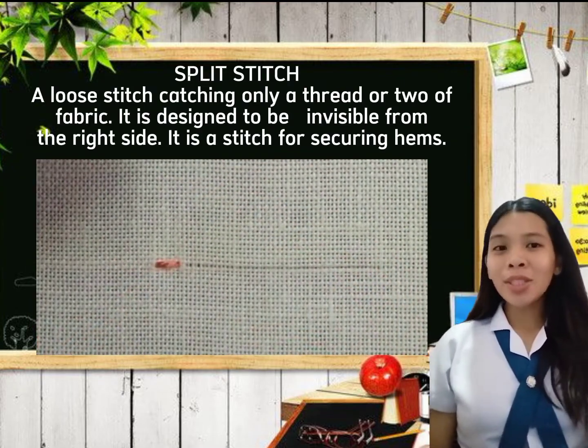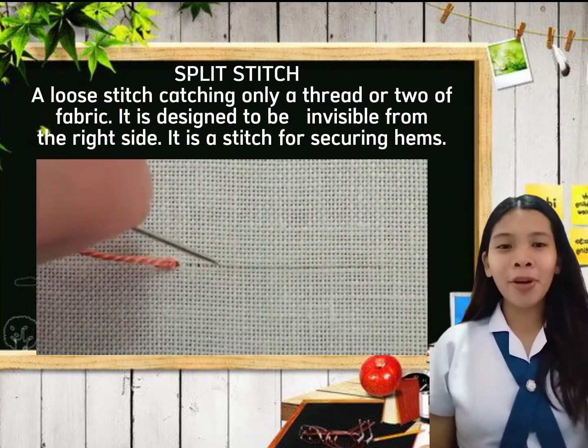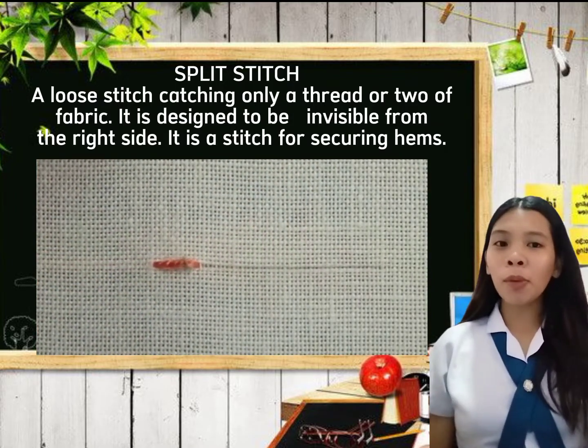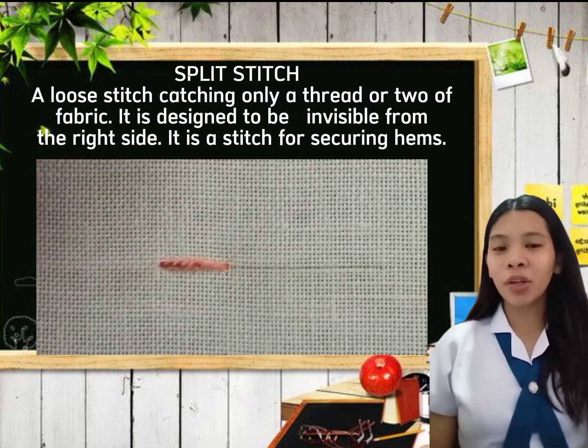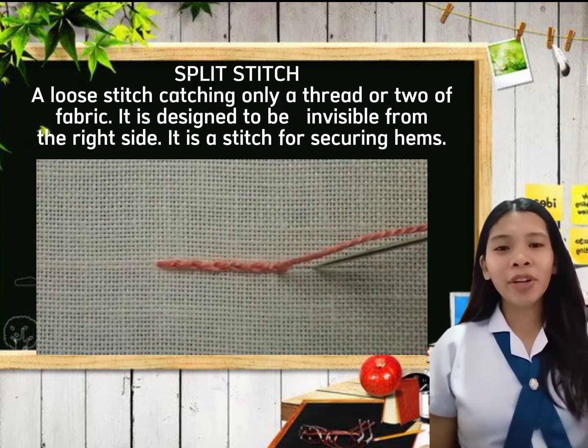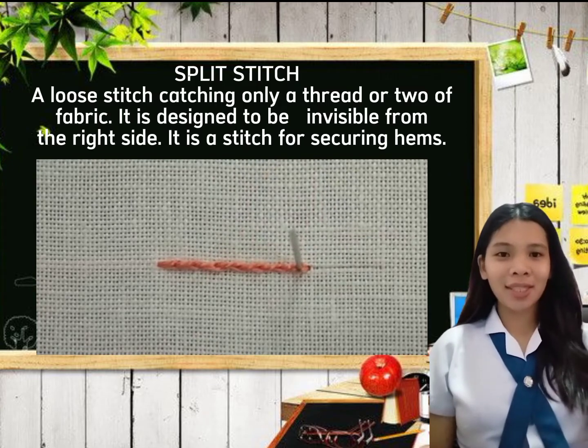Split stitch, a loose stitch catching a thread or two of fabric. It is designed to be invisible from the right side. It is the stitch for securing hems. Mostly used for creating lines, it may result like this.